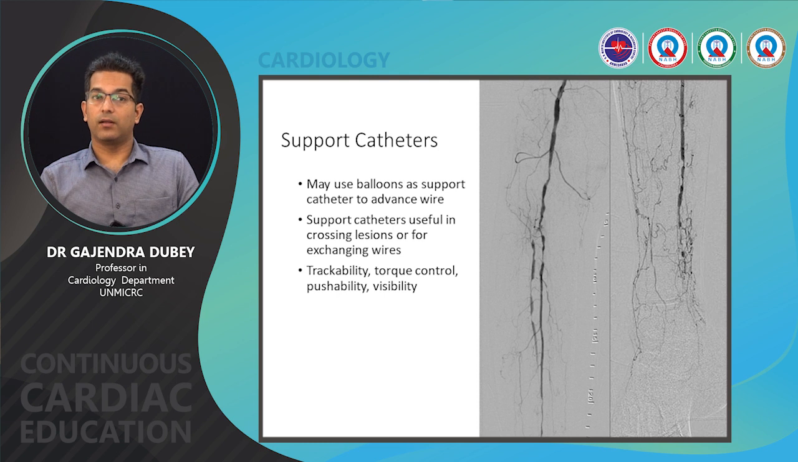They are useful, they increase the support to the wire and increase its tip load and help us in crossing complex lesions. They are also useful after crossing a lesion, when one can change the CTO wire to a workhorse wire, and they give us good trackability, torque control, and pushability as well as visibility. So they are a must for BTK interventions.